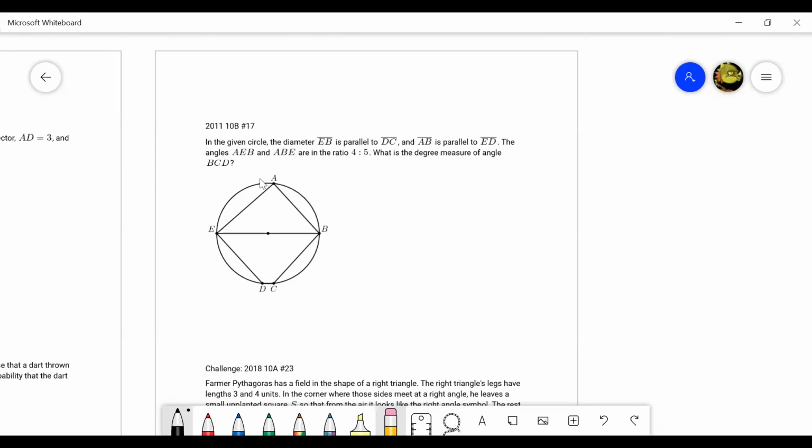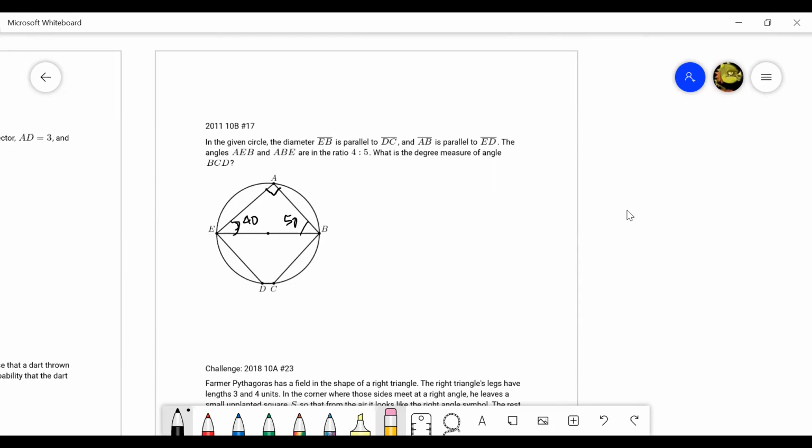So the only thing you're really given at first is that the ratio of angle AEB and ABE is 4 to 5. And what this tells you, since BE is the diameter, is that angle A is 90 degrees for one, since it's the angle facing the diameter, and angles ABE and AEB are going to be 40 and 50 respectively. This is because they add up to 90 and the ratio is 4 to 5. So it has to be like that.